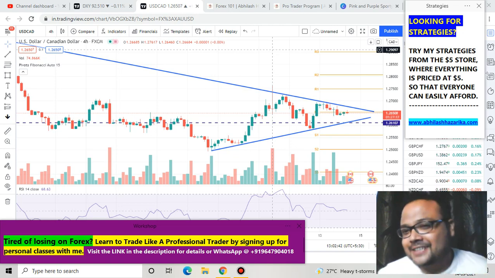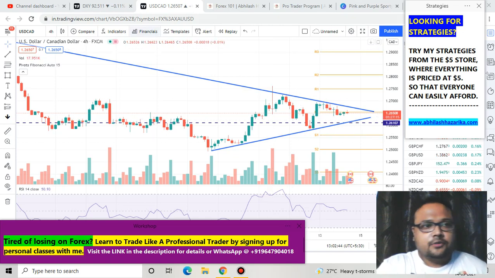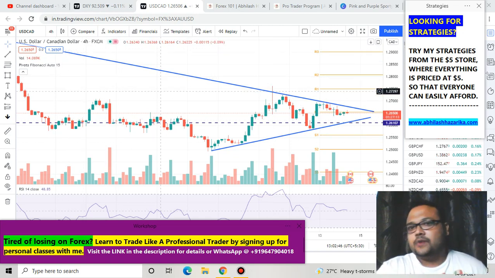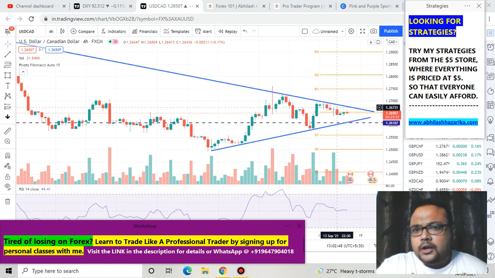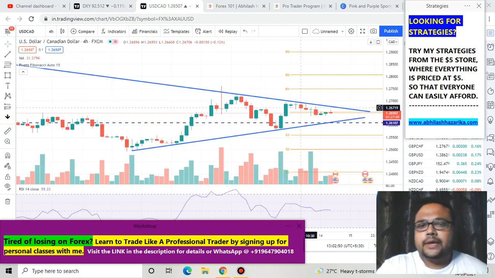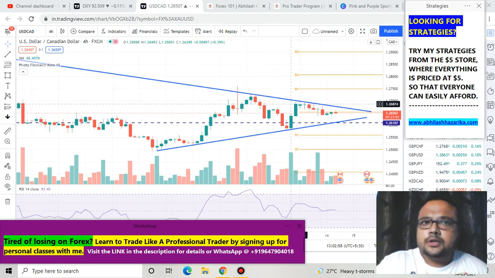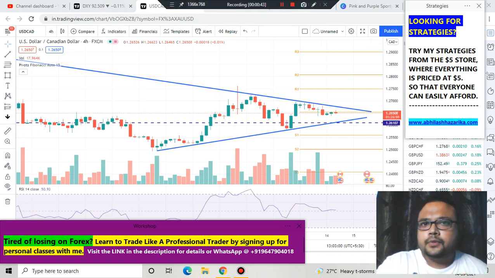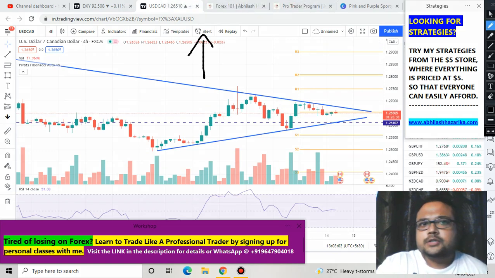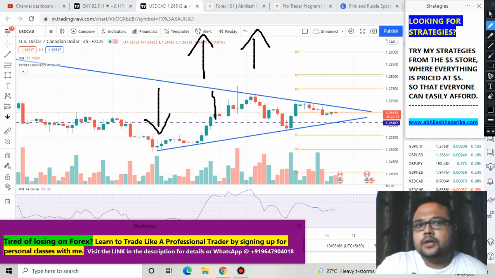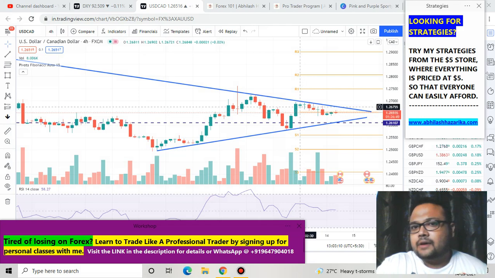So let's get started. This is the 4-hour chart of USD CAD in front of us right now, and if we just look at the chart right now, then we can see that there is not much movement in the chart of USD CAD. Generally, we see a correlation with the US dollar chart. Whenever US dollar goes up, USD CAD also goes up, and when US dollar goes down, USD CAD also goes down.